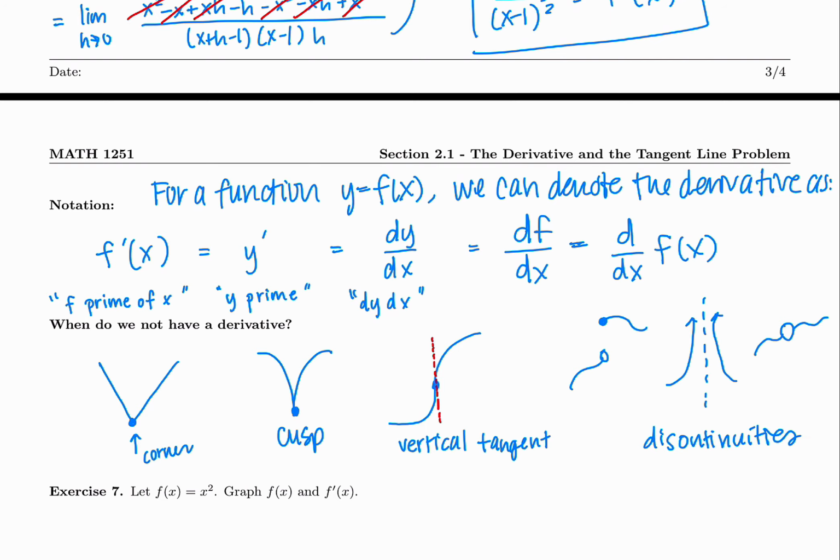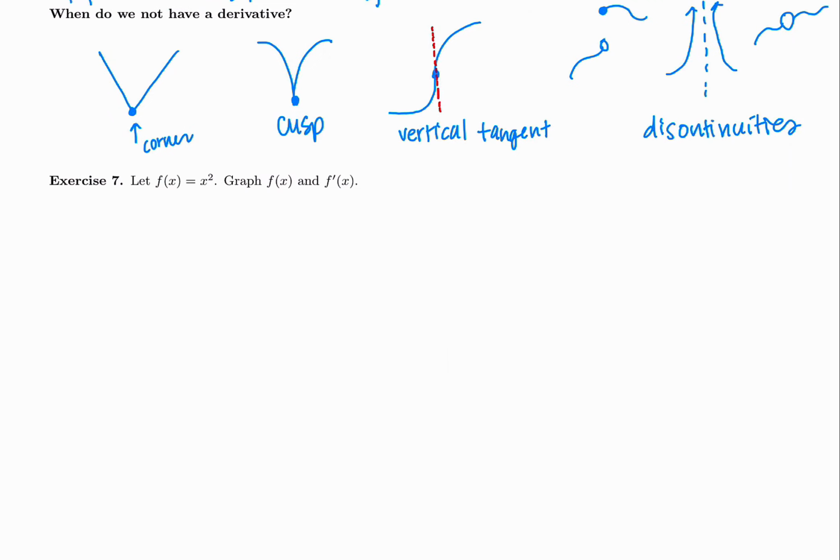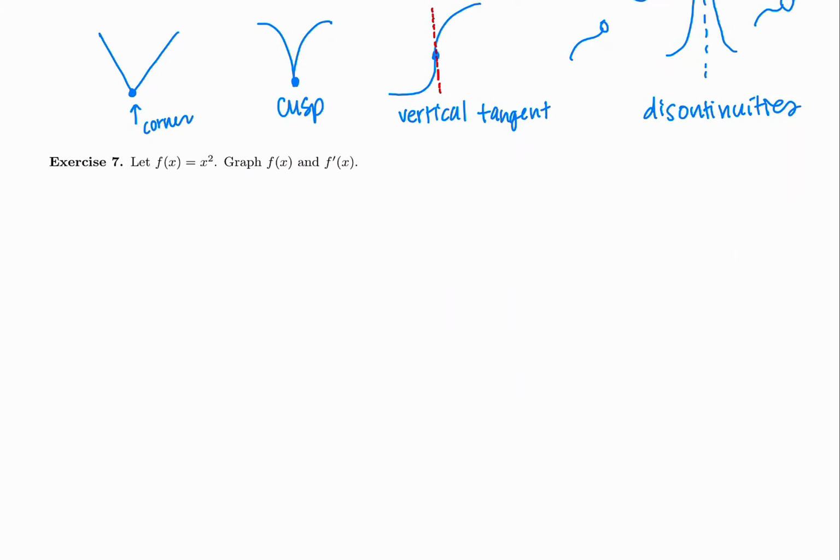Okay. And let's just talk about a couple of comparisons. Let's let f of x equal x squared. Let's graph f of x and f prime of x. So we're going to graph something and its derivative and just compare them for a minute as well. Okay. So let's find f prime of x first.